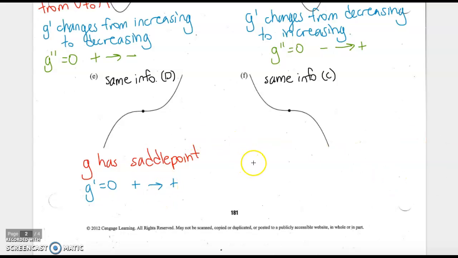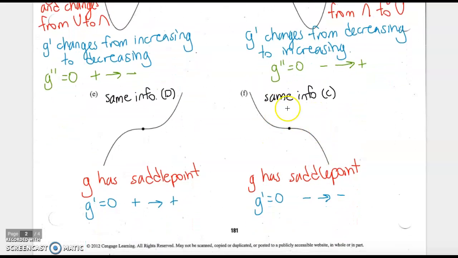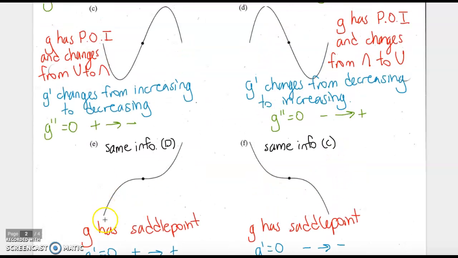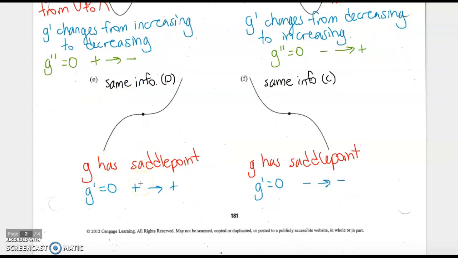For letter F, G has a saddle point, which means your first derivative was equal to 0, but then at that point, it changed from negative to negative. So this plus the same information from part C would be all the information you could tell about this inflection point, this saddle point. Same thing for letter E: it had the same information as part D plus its saddle point information.